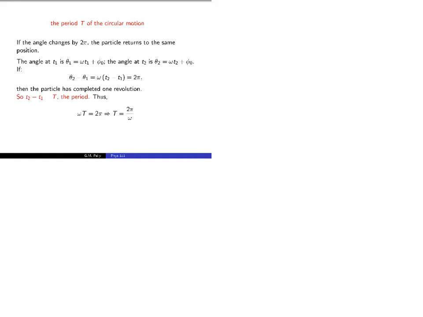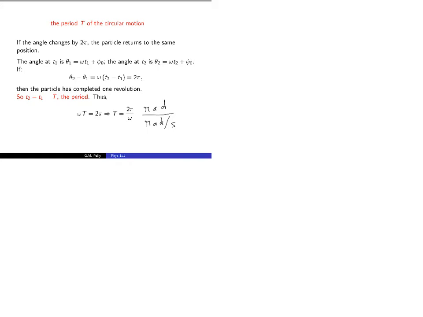But if this is the time that it takes to complete exactly 1 revolution, then this t2 minus t1 is the time period, capital T. And so we have omega times T is equal to 2 pi, or in other words, the time period is equal to 2 pi over omega.